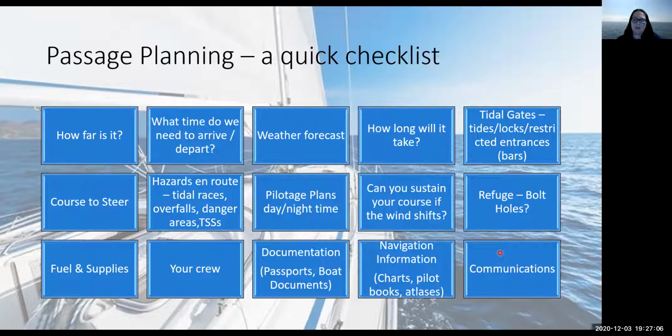Who do I need to listen to as well? Not just who do I need to talk to. So if I am departing from somewhere where there's a significant amount of shipping, what is the shipping channel? So here, for example, I would be listening to Bristol VTS, Vessel Traffic Service, to understand what sort of shipping I have got coming up and down the channel.